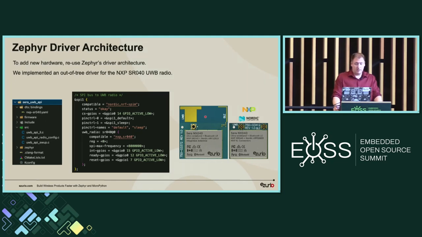So we did this for our UWB module. We had to add support for the NXP SR040 UWB radio that's in our NX040 module. Here's a quick snapshot on the left-hand side showing the source tree for our new driver. We implemented some new DTS bindings, and then a couple of C files for different layers of the API to talk to the radio. Because of device tree, we can easily add that new UWB radio and attach it to the SPI interface here. With those new DTS bindings, we defined our interrupt GPIO and the ready and reset GPIOs. So you do that, and now you have a standard way to access the SPI interface to the radio.